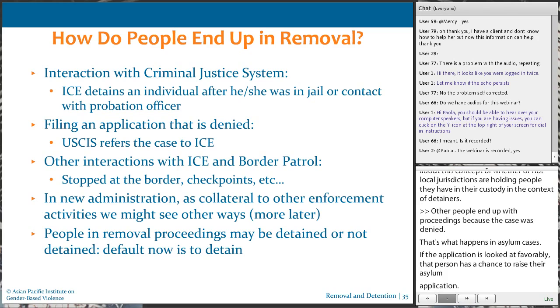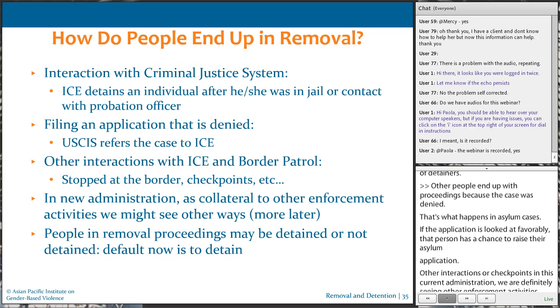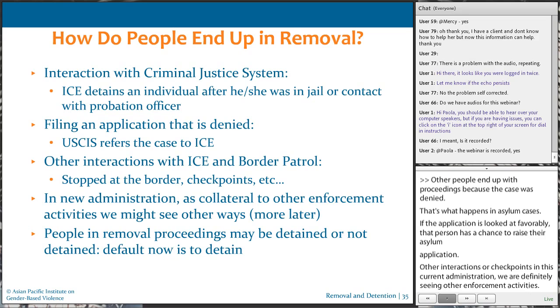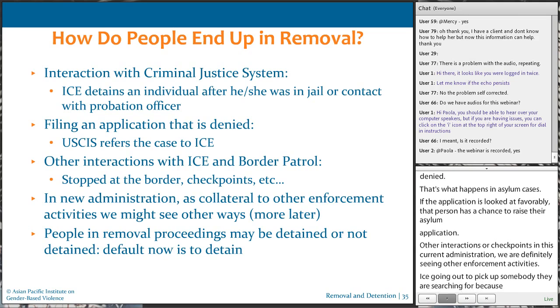ICE going out to pick up somebody they're actually affirmatively searching for because of an old deportation order or a criminal conviction. And then somebody else happens to answer the door or is there. And so we are seeing much more of that.